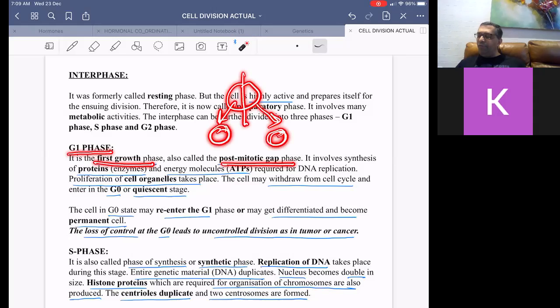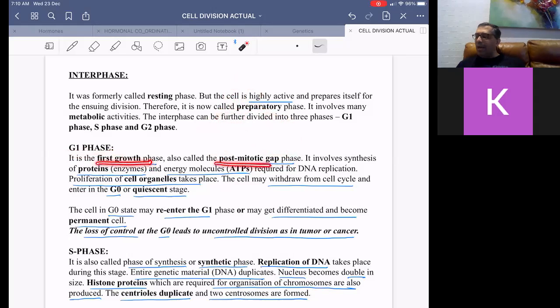In the G1 phase, the cells will grow in size. The daughter cell will grow in size and reach the size of the mother cell. And that is called first growth phase, also called post-mitotic gap phase. It involves synthesis of proteins, enzymes are formed, and energy molecules, ATPs, are formed.